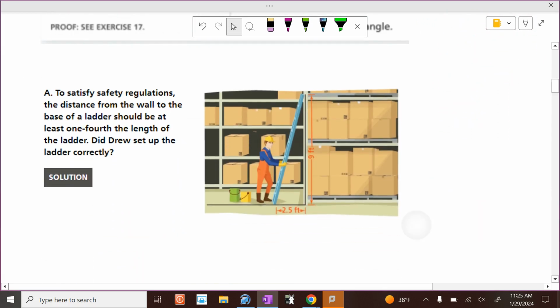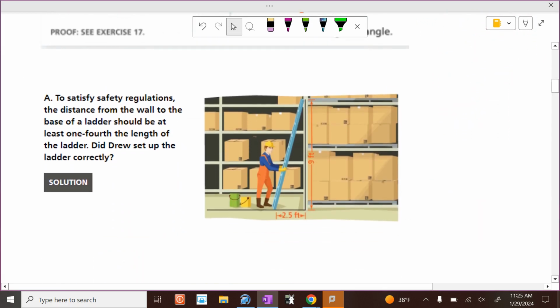All right? So, here's a guy using a ladder. Now, the distance from the wall to the base of the ladder should be at least 1/4 the length of the ladder. He sets it up like that. Did he set it up correctly? Well, we'll see. We have to find out what the length of the ladder is. That is the what of this right triangle? A leg, short leg, long leg, or hypotenuse? Hypotenuse. So that is c.